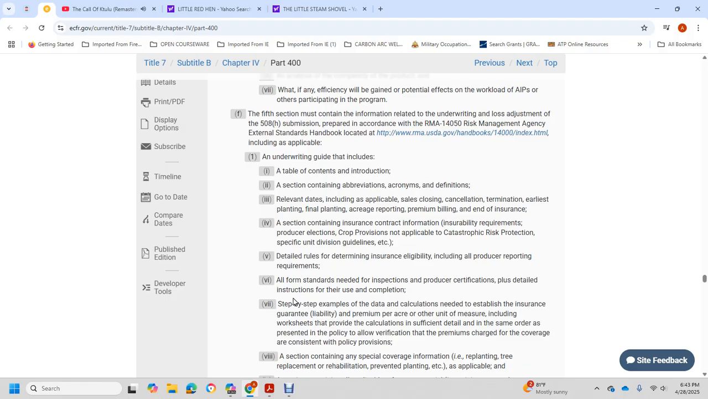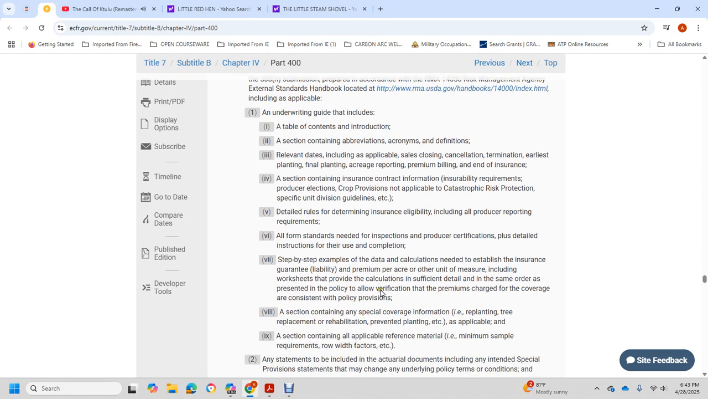Section containing insurance contract information, with the insurance requirements of the producer, the election, the crop provisions not applicable to the manufacturer, and the risk protection specified. The division of the guidelines considered with the detailed rules of the determinant insurance eligibility include all of the producers' reporting requirements, all forms and standards needed to inspect, the procedure for the certifications, and the detailed instructions for the use of the completion.